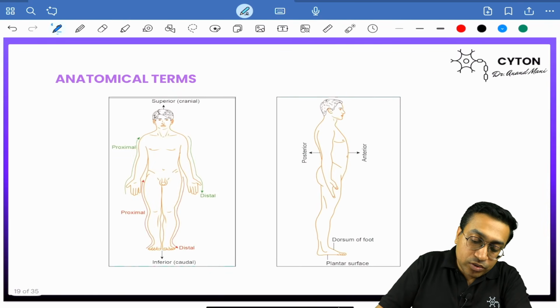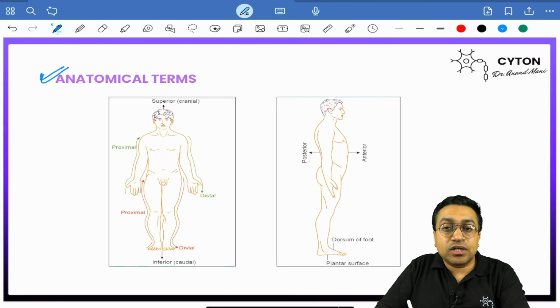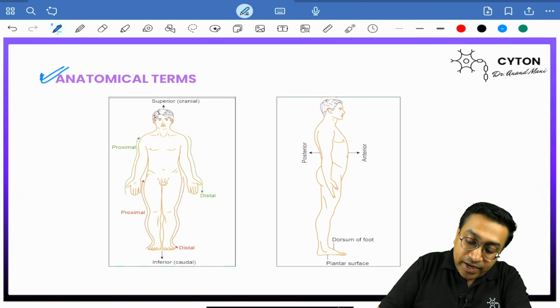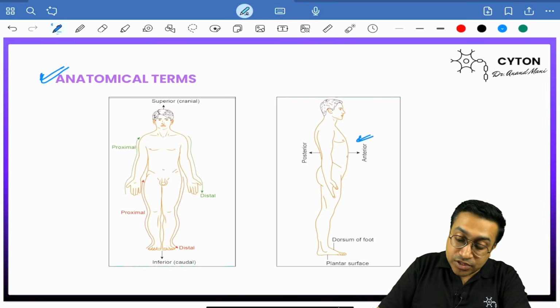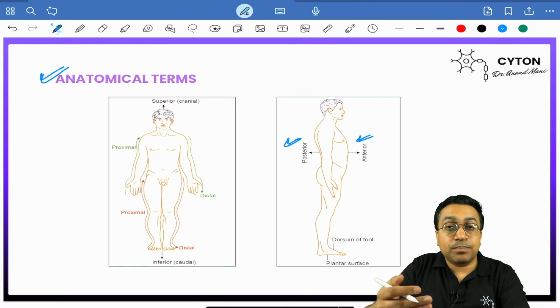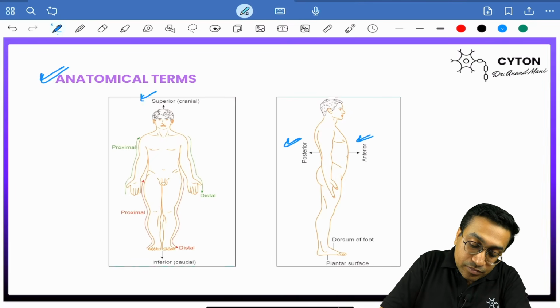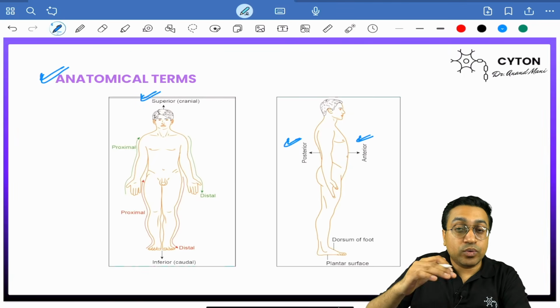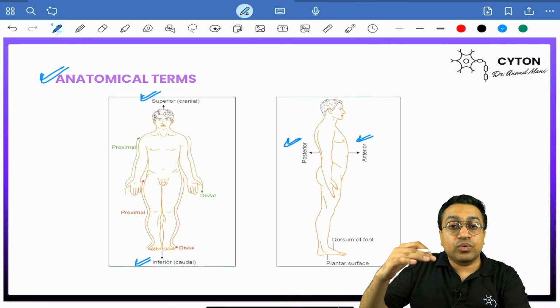Next we come on to the anatomical terms. Now in this anatomical terms, you have various important terms. Number one, that is the anterior. Anterior means towards the front of the body. Posterior, towards the back of the body. Superior, that is towards the head. Inferior, that is towards the feet.